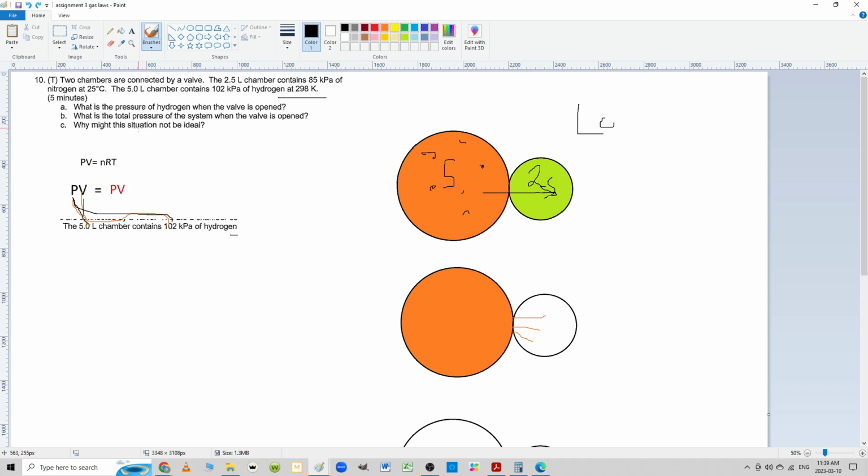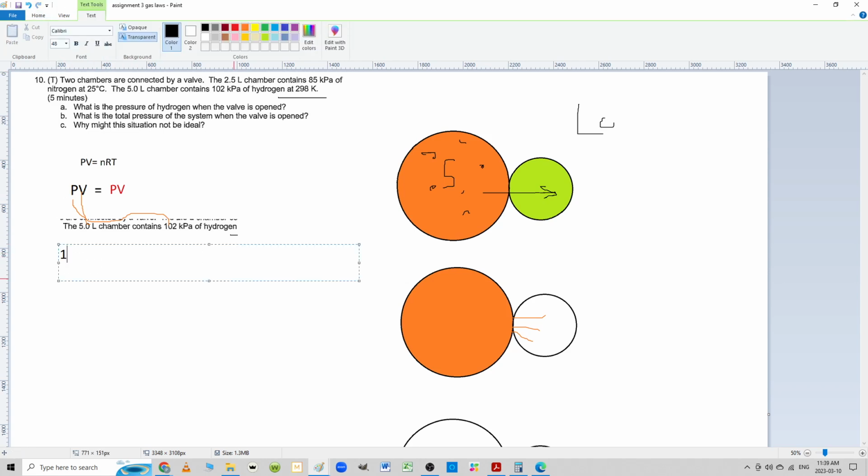So now, filling in the black and the red, we can do it like this. Well, I know the initial pressure was given as 102. And yes, you should always keep your units, and they will cancel. And the initial volume was 5 liters, and you should keep your significant digits.